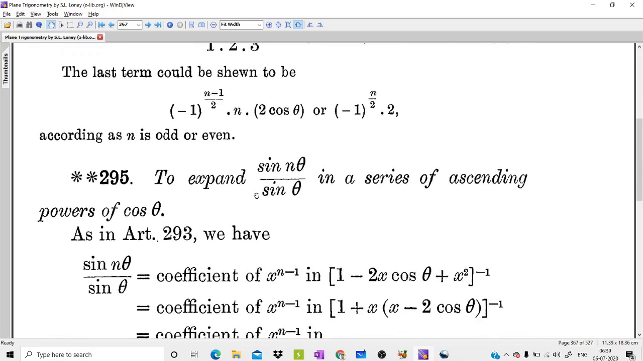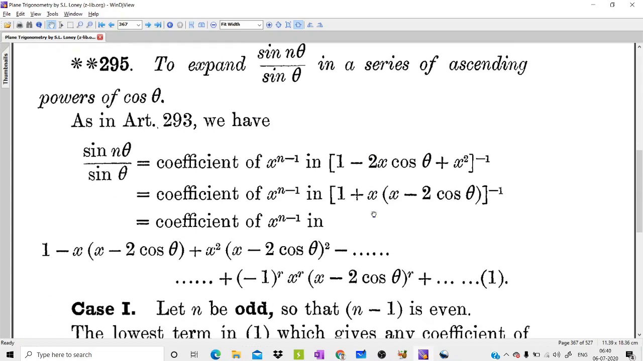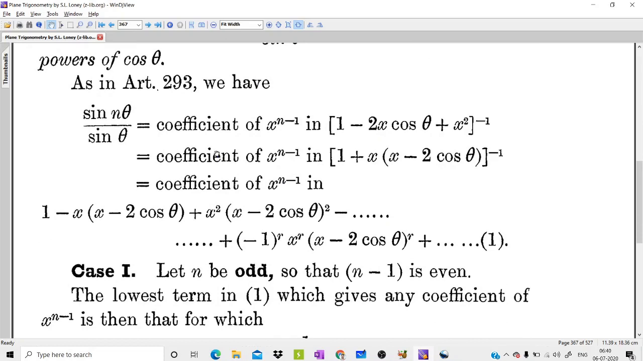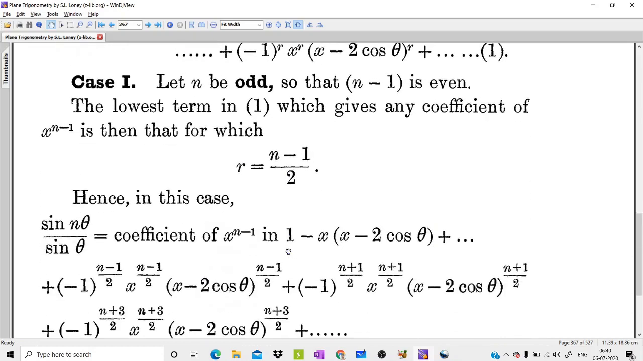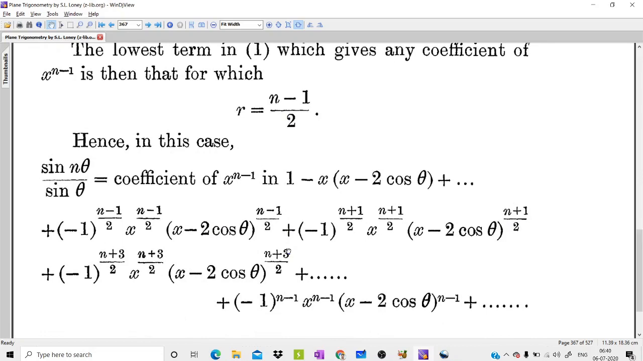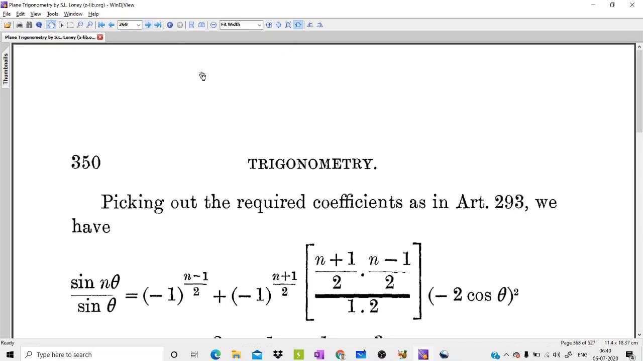Using similar identities, we can find the expressions for sine n theta and sine n theta by sine theta in ascending powers of cos theta. That is nothing but the collection of coefficients in the reverse order. So in order to collect the coefficients in such a manner, we need to first set whether n is odd or even. The idea is the same, only the procedure is collecting the coefficients in the reverse order. So using that, you can get the expressions of sine n theta by sine theta and cosine n theta in ascending powers of cos theta.